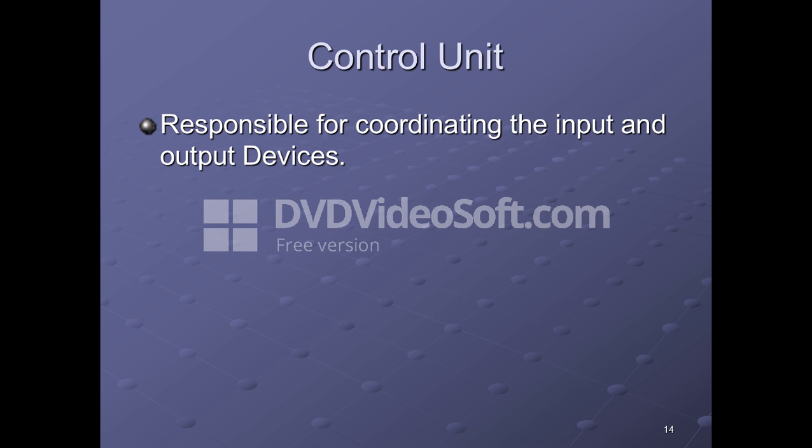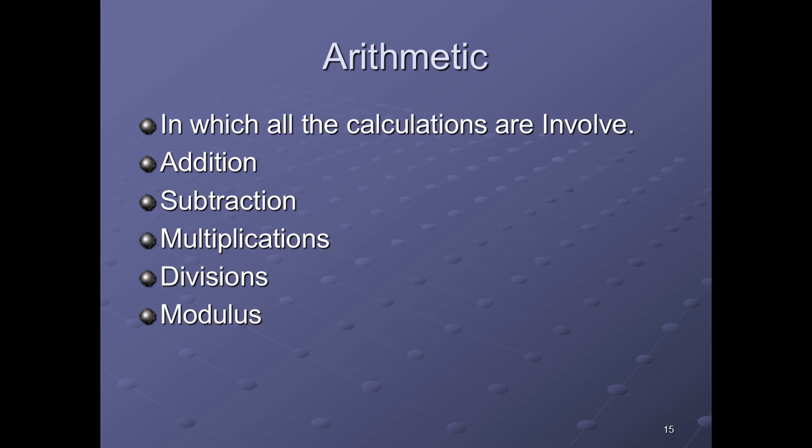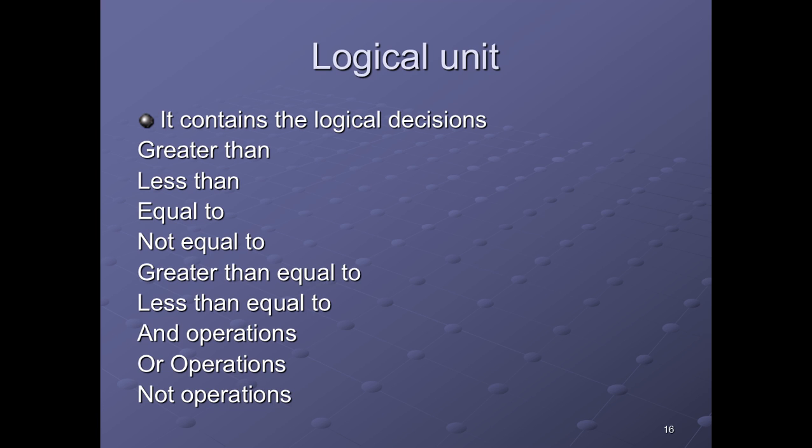Arithmetic unit is where all the calculations are involved: addition, subtraction, multiplication, division, and modulus. And the logical unit, where you want to compare two values, like a greater than b, a equal to b. It contains the logical decisions. These are greater than, less than, equal to, not equal to, greater than or equal to, less than or equal to, and these are all the operations performed inside that one.